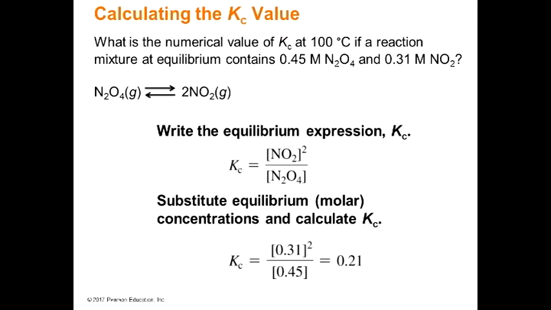So, we're going to calculate it. What is the numerical value of Kc at 100 degrees C if a reaction mixture at equilibrium contains 0.4 molar, and you know molar is what? Mole per liter. That's what you see when you see molar, in case you have to use it as a conversion, and 0.13 mole per liter. Okay?